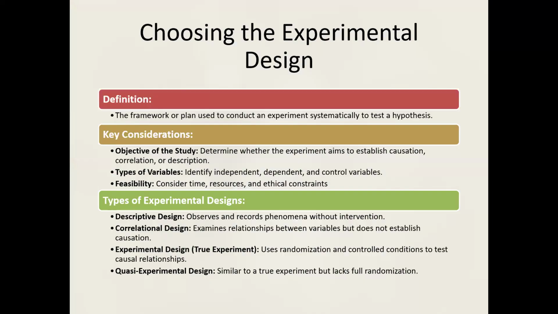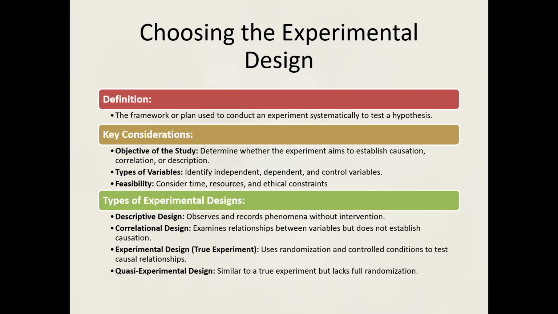Now, while choosing the experimental design, like we studied earlier, it is a framework or plan which is used to conduct an experiment systematically to test some specific hypothesis. What are the key considerations in experimental design? First of all, the key consideration is the objective of the study.